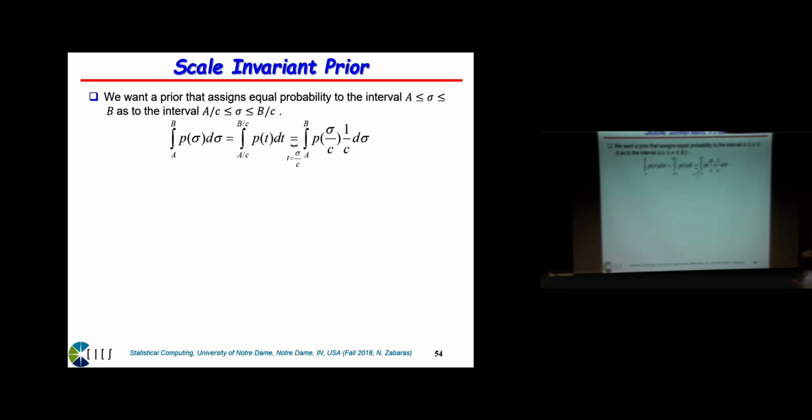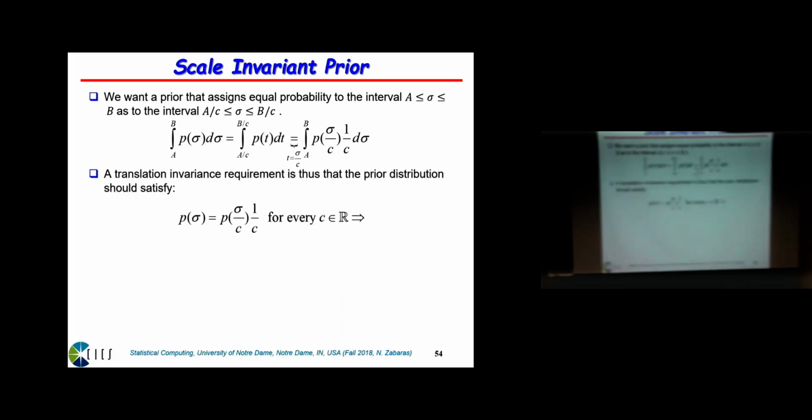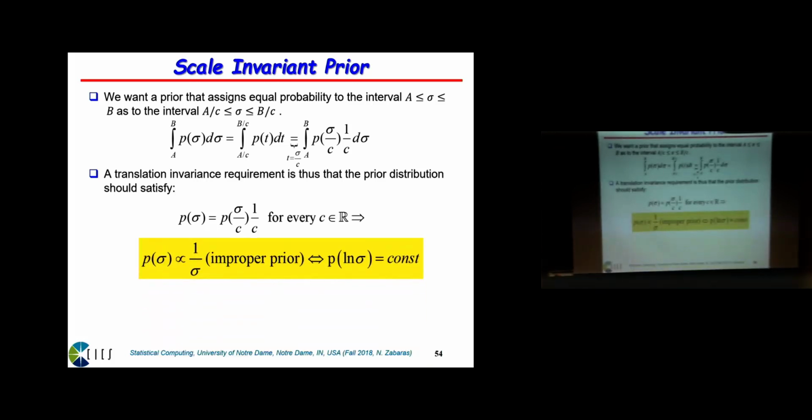It's like saying the probability mass from 10 to 100 should be the same as from 100 to 1000, from 1000 to 10,000, etc. If you play with the integrals, a little change of transformation in the integration, it comes out that the distribution has to satisfy this. And you can show the only distribution that does this is the distribution 1 over sigma. This is an improper distribution, because if you try to integrate it, you have the singularity at sigma equals 0, so it will blow up.